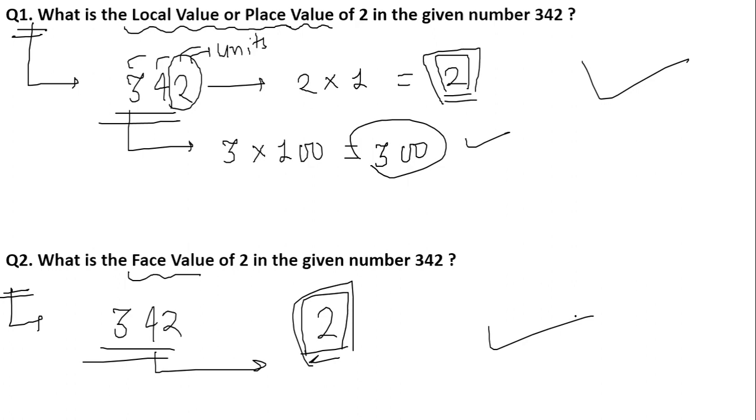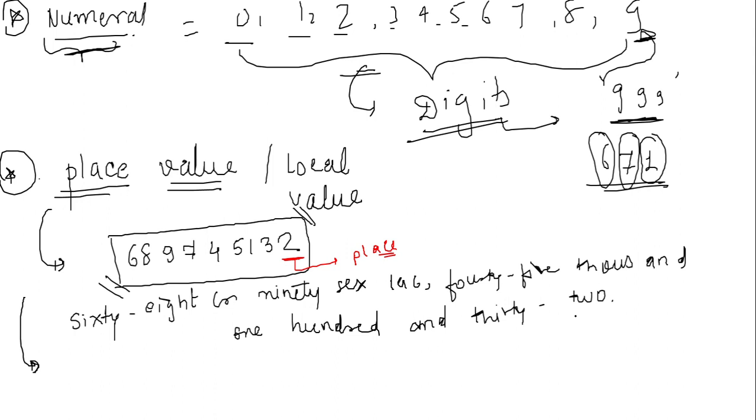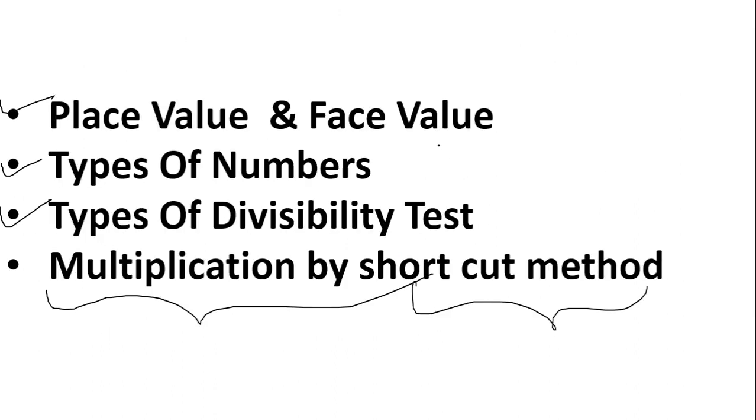Next, what we'll be studying in today's lecture is about the types of numbers. Let me give you an introduction regarding the types of numbers. So what are the types of numbers? They are the natural number, whole number, integer, even number, odd number, prime number, and composite number. Based upon these types of numbers we'll be discussing the questions and how to solve them in a short or limited span of time.